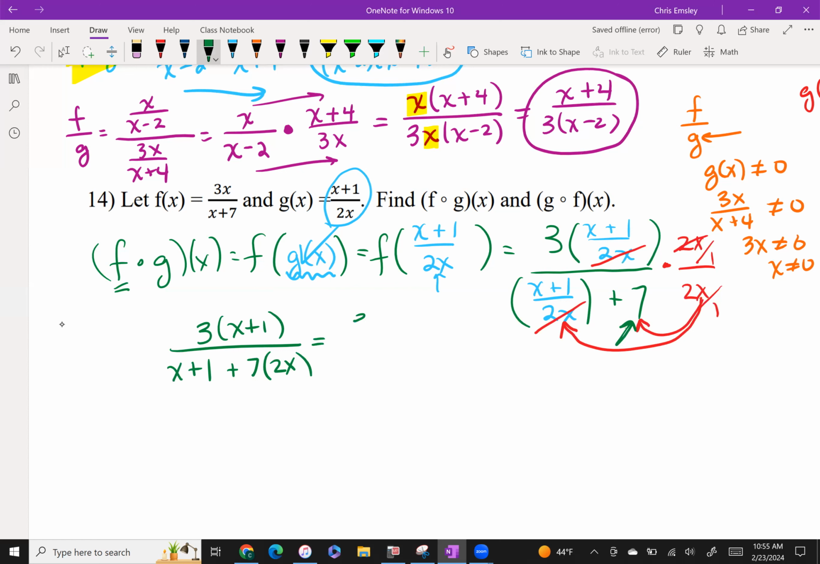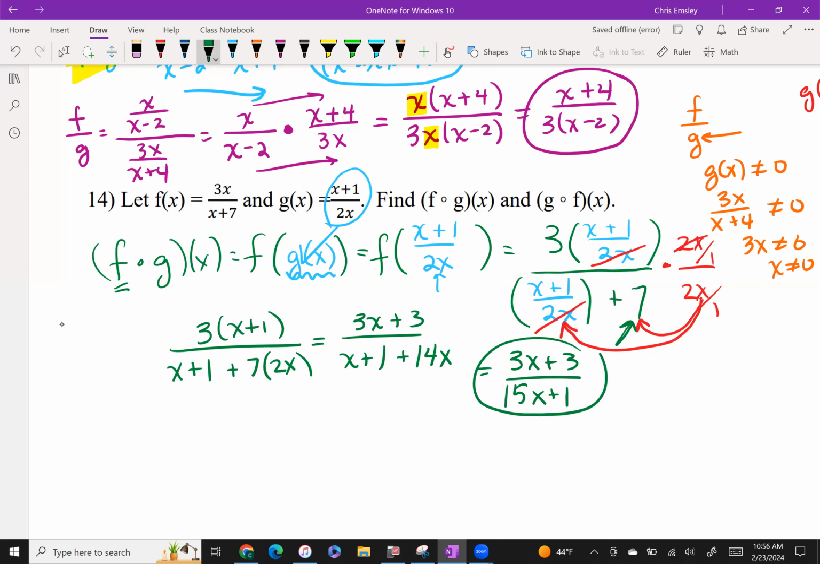Distribute up top, and just multiply on the bottom. And then combine like terms. There we are, 3x plus 3 on the top and 15x plus 1 on the bottom.